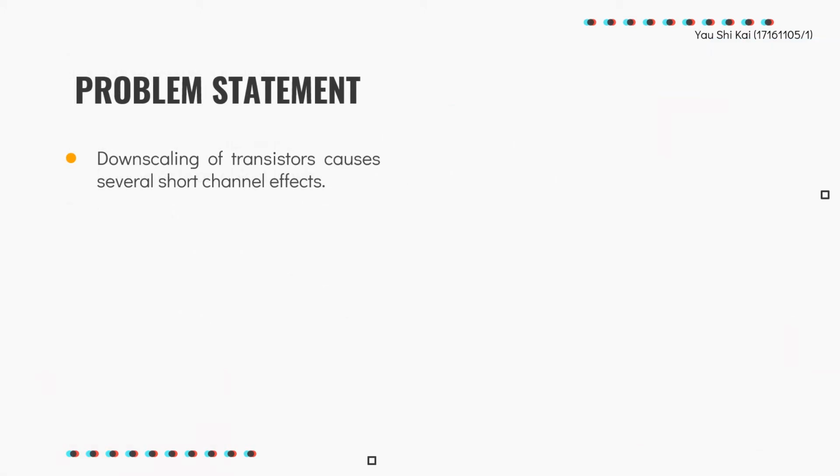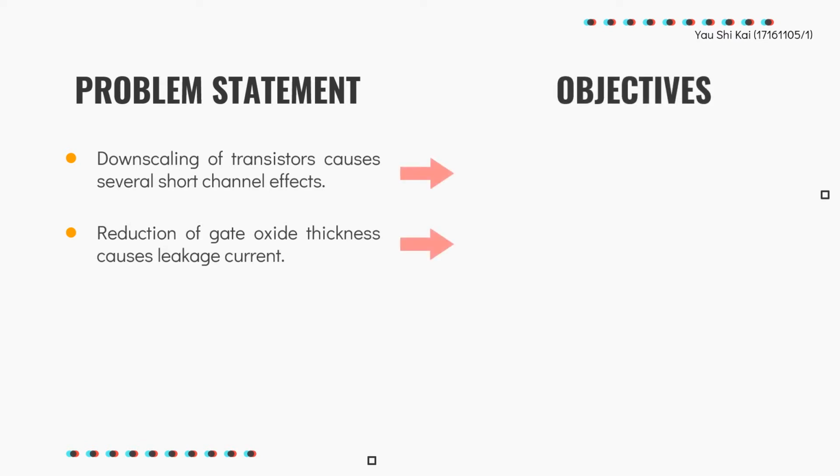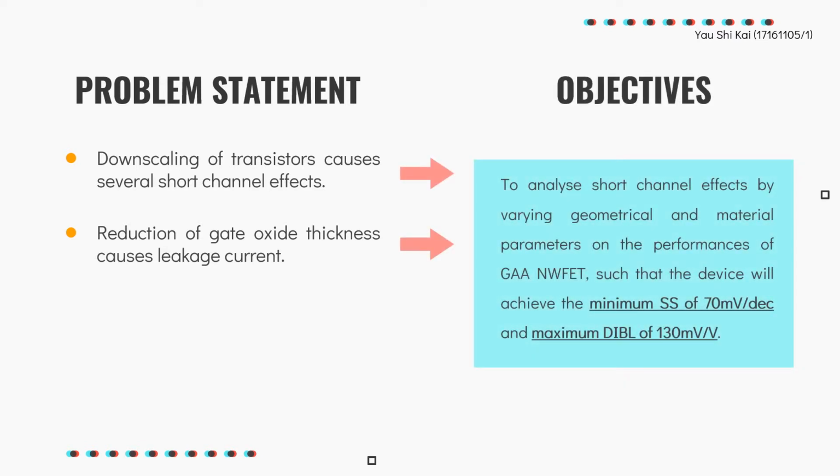Downscaling of transistor causes several short channel effects such as degrading subthreshold swing and increasing drain-induced barrier lowering. Reduction of gate oxide thickness causes leakage current due to tunneling, thus leading to high power consumption and low device reliability. Here comes my first objective: to analyze short channel effects by varying geometrical and material parameters on the performances of GAA nanowire FET such that the device will achieve the minimum subthreshold swing of 70 mV per decade and maximum DIBL of 130 mV per volt.